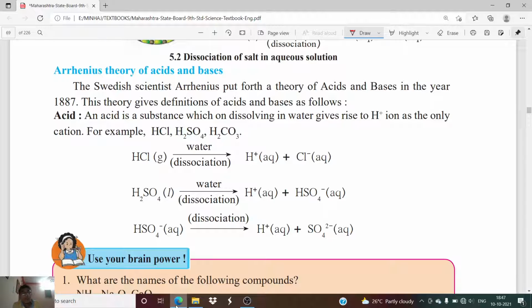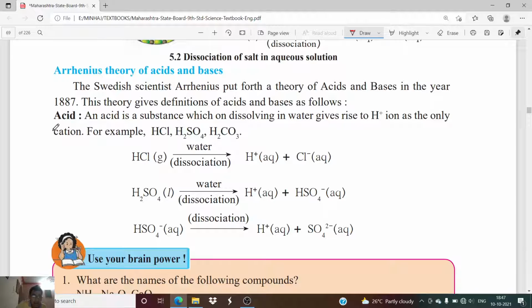The Swedish scientist Arrhenius put forth a theory of acids and bases in the year 1887. This theory gives definitions of acids and bases as follows. So a scientist from Sweden has given us the definitions of acids and bases. Now let us see what definition was given by him.